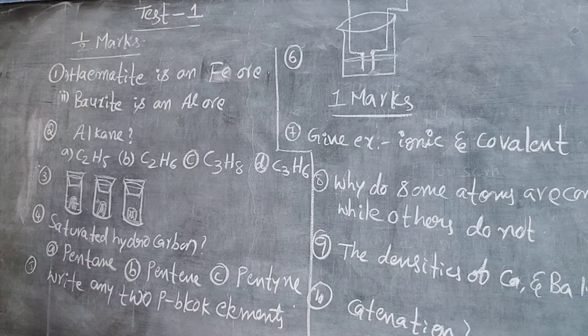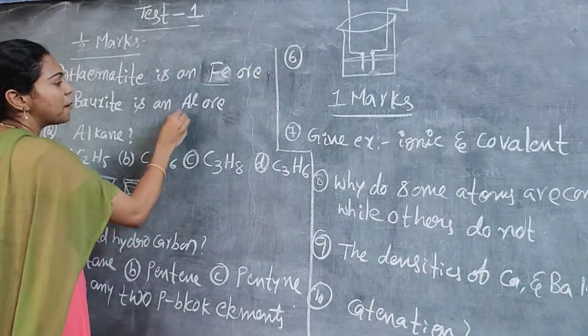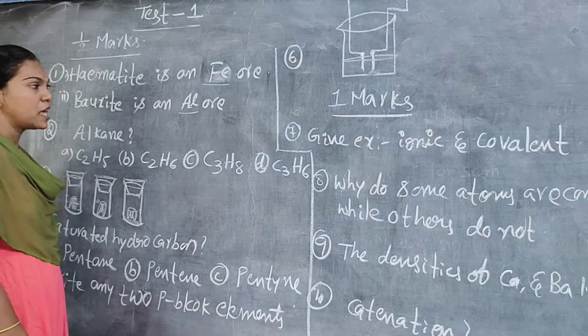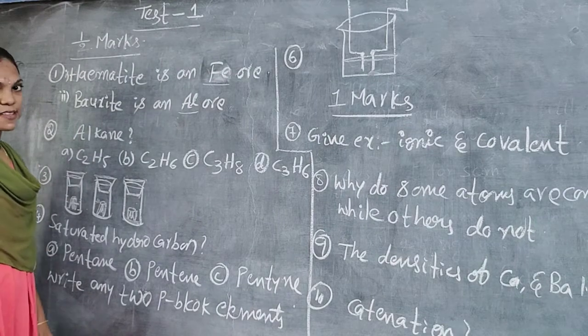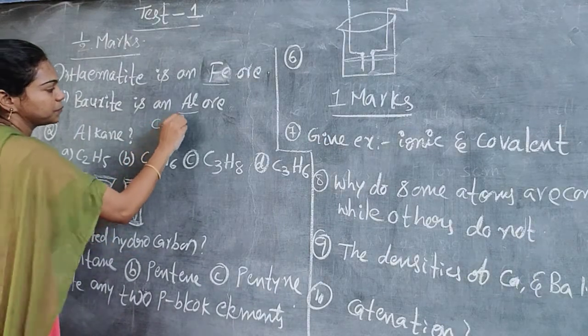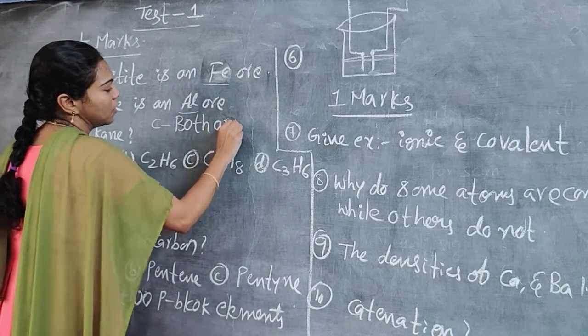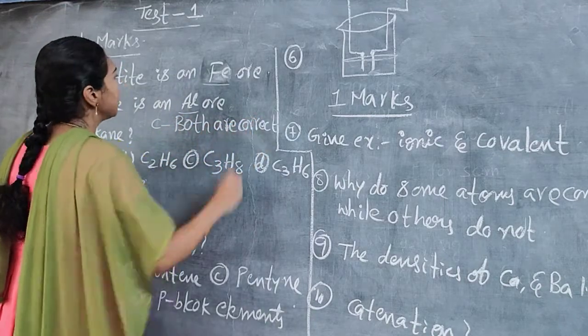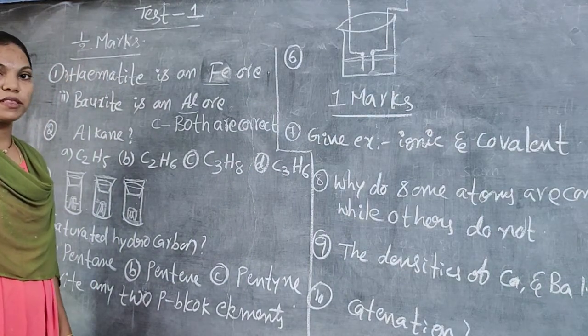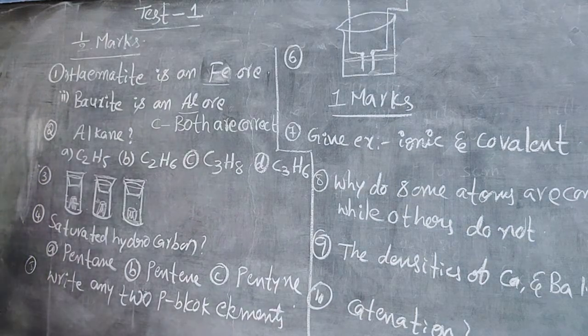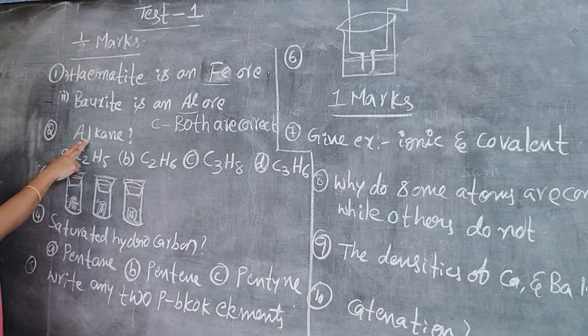The first question says, hematite is an iron ore and bauxite is an aluminium ore. Hematite is an iron ore, bauxite is an aluminium ore. Yes, both are correct answers. So for the first question, the answer is option C, both are correct, because hematite is an iron ore and bauxite is an aluminium ore.